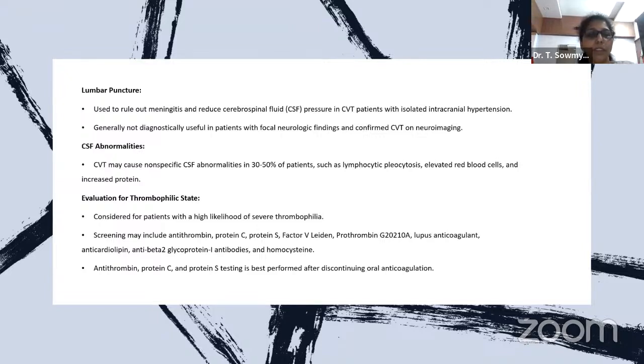And the next test is to evaluate the thrombophilic state, like screening for antithrombin deficiency, protein C and protein S deficiency, factor V Leiden, prothrombin G20210A, lupus anticoagulant, APLA, anti-beta 2 glycoprotein 1 antibodies, and hyperhomocysteinemia, or the thrombophilic tests to be done. But antithrombin, protein C, and protein S testing is best performed after discontinuation of the oral anticoagulation. That I will discuss later.